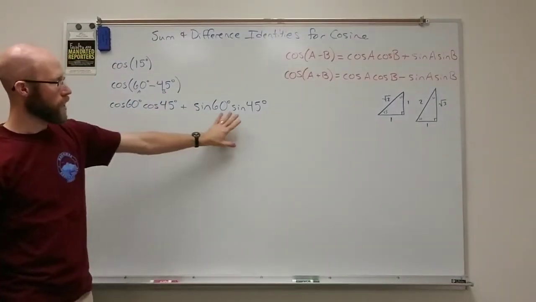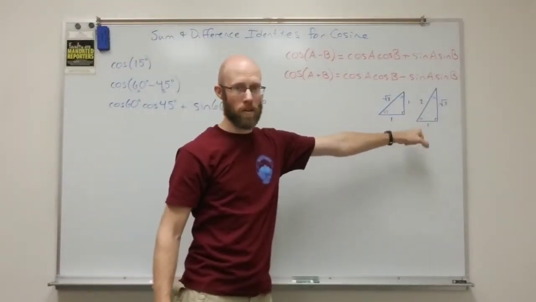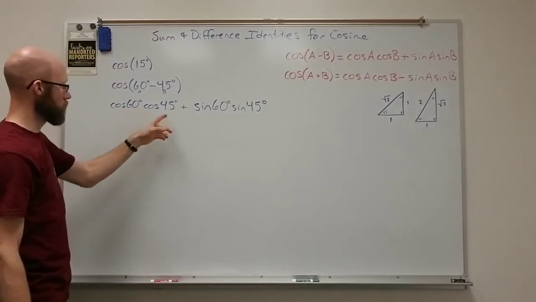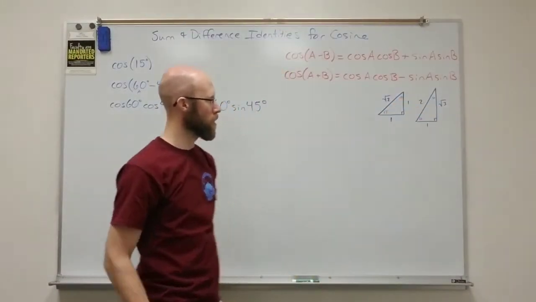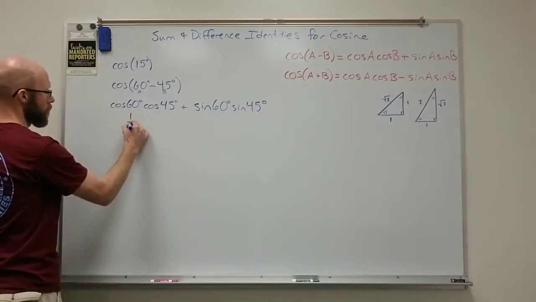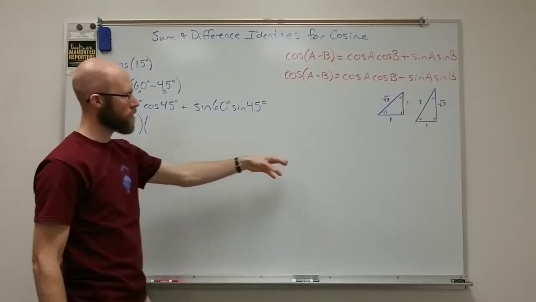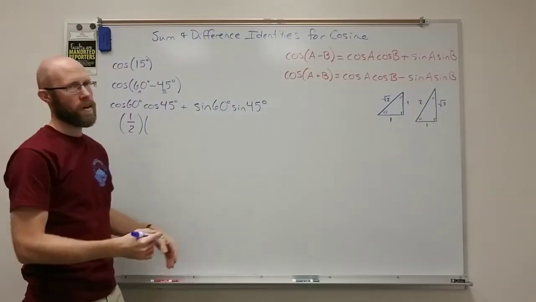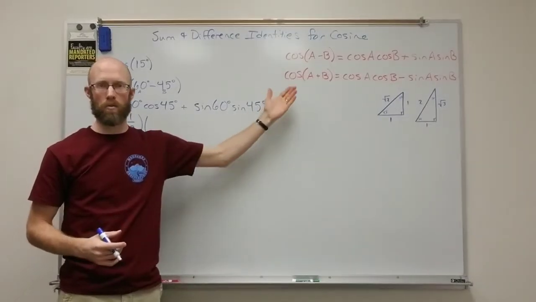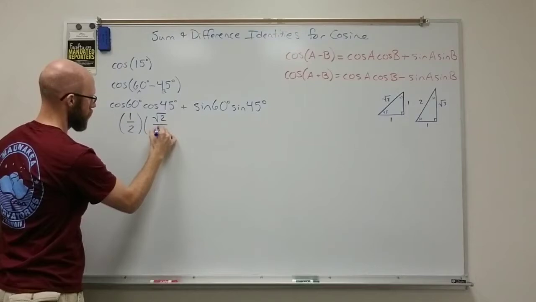Then I can calculate each of these individually using my special triangles with the 60s and the 45s. So cosine of 60, adjacent over hypotenuse, that's 1/2. Cosine of 45 degrees, adjacent over hypotenuse is 1 over root 2, or when we rationalize 1 over root 2, we know that it's root 2 over 2, so I'm going to write that one in the rationalized form.